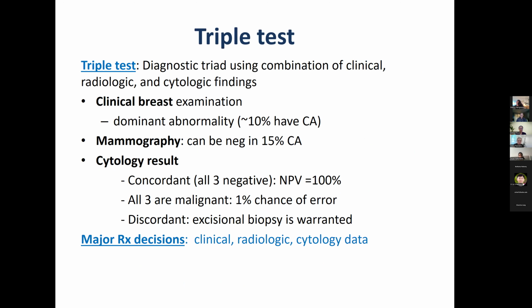So this forms a triple test, of which cytology is one arm. It's a diagnostic triad consisting of a combination of the clinical exam, the radiological findings, and the cytology findings. When all of them are concordant, that is, the imaging is benign, the clinical exam is suggestive of maybe a fibroadenoma, it's mobile in the breast, and the cytology yields a fibroadenoma, then it's concordant, and the negative predictive value becomes 100%. If all three are malignant, there's very little chance of an error.